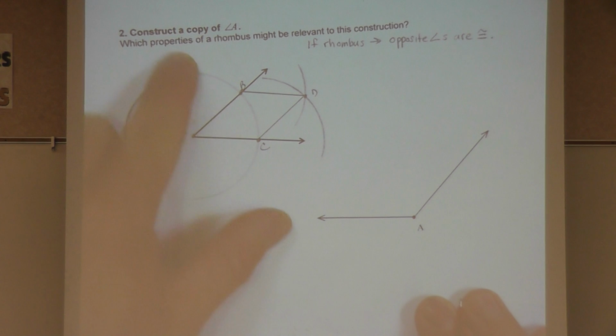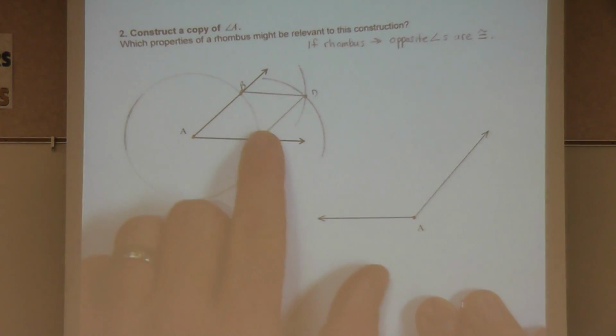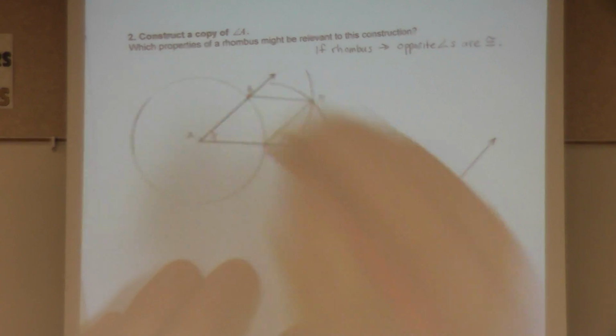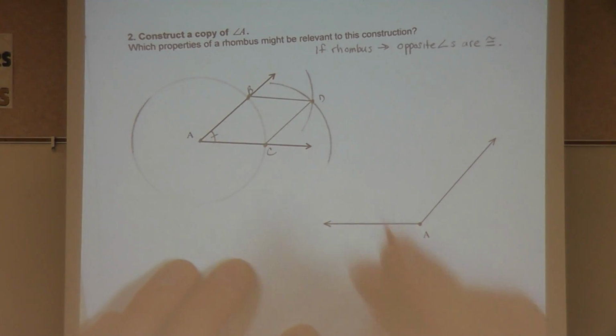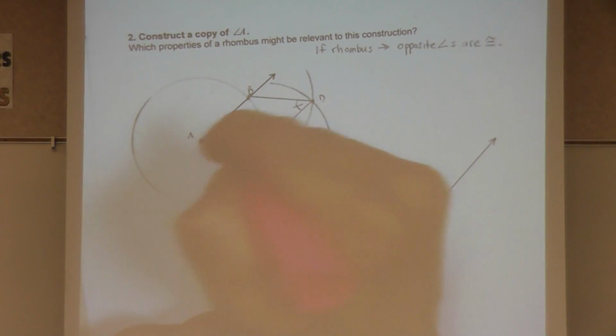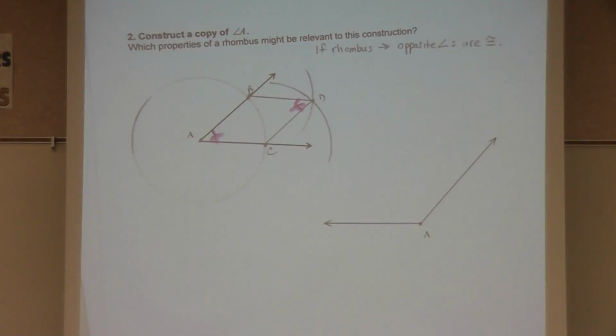Now in particular, we're trying to find a copy of an angle. So if we can turn this into a rhombus, the angle that is on this side, angle A, would be congruent to the angle that is opposite from it, which would be angle D. So what I've done is constructed a copy of a given angle. Those angles A and D are congruent.